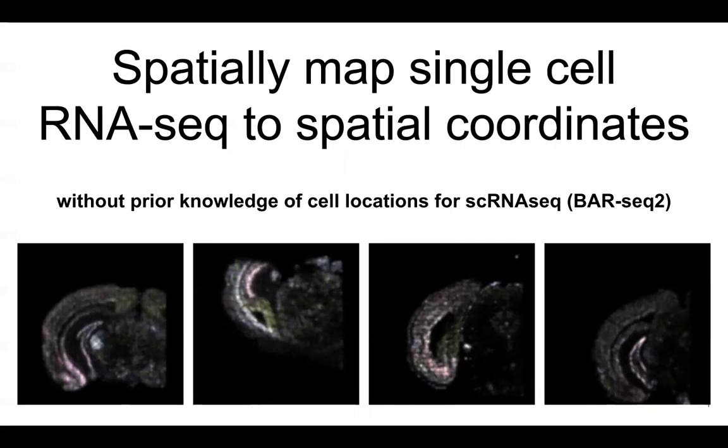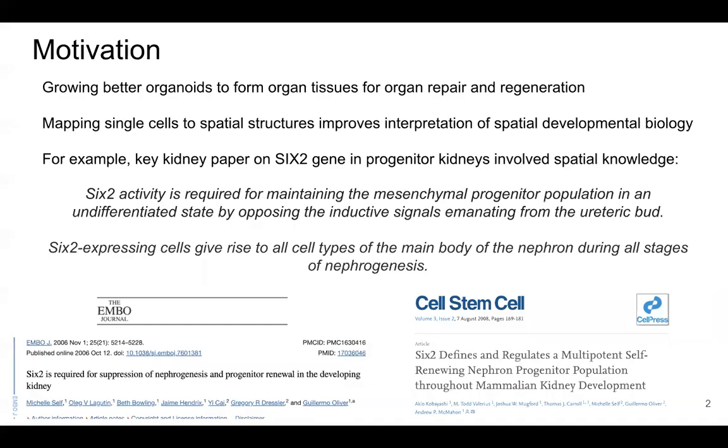So the spatial transcriptomic information contains both pixels as images and gene expression. And what I showed below in the 4 slides are spatial transcriptomic images that are predicted from the actual observations. Now, the motivation for this is to grow better organoids, which can eventually form better organs and tissues. And the main aim of this research focus is to create organs that are able to repair and regenerate.